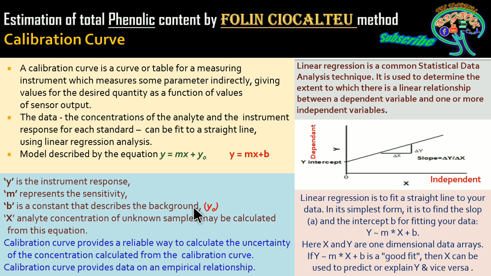Here this b is again the y-intercept. When you draw a linear regression line, this line always intercepts the y-axis at one point, which remains constant for the particular values for which you have developed the linear regression line. So this y-intercept is going to be constant, and further, m represents the sensitivity.